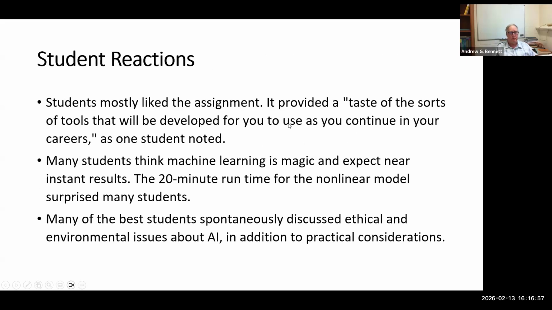The student reactions are mostly positive. I like the quote: it provided a taste of the sorts of tools that will be developed for you to use as you continue in your careers. After the assignment, it was an extra credit assignment. It was popular.